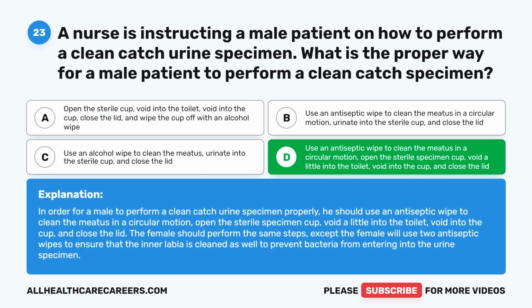In order for a male to perform a clean catch urine specimen properly, he should use an antiseptic wipe to clean the meatus in a circular motion, open the sterile specimen cup, void a little into the toilet, void into the cup, and close the lid. The female should perform the same steps, except the female will use 2 antiseptic wipes to ensure that the inner labia is cleaned as well, to prevent bacteria from entering into the urine specimen.